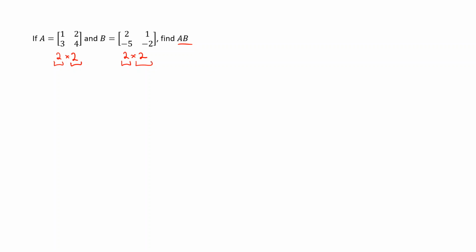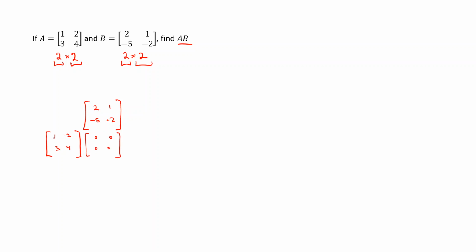Okay, let's set it up as I did before. So I'm going to write A off to the side here. So it's going to be 1, 2, 3, 4. And I'm going to write B just above to the right up here. So 2, 1, negative 5, negative 2. And you can see that our product matrix is going to have 4 entries.